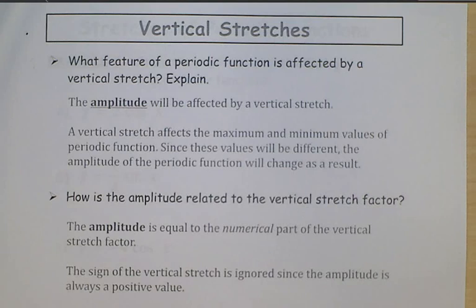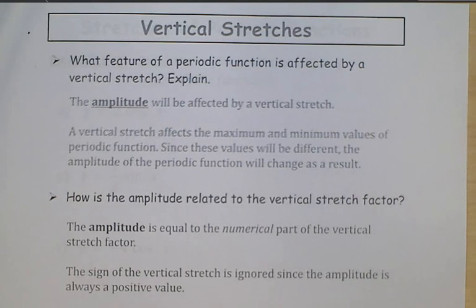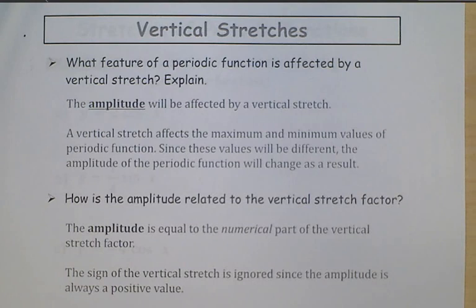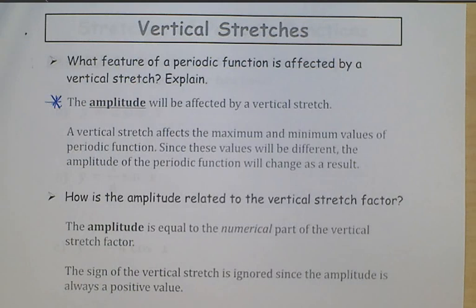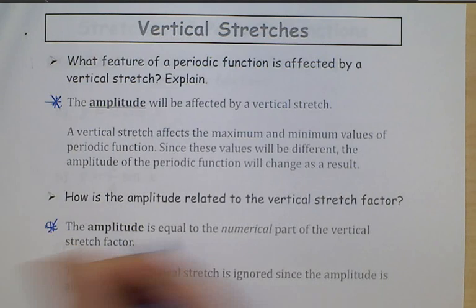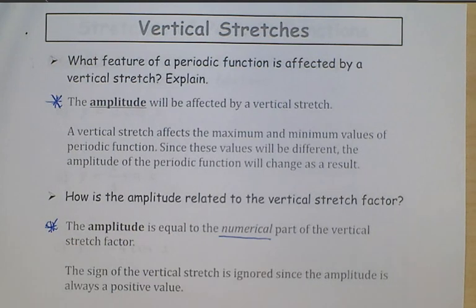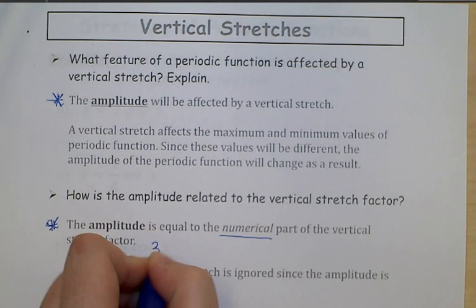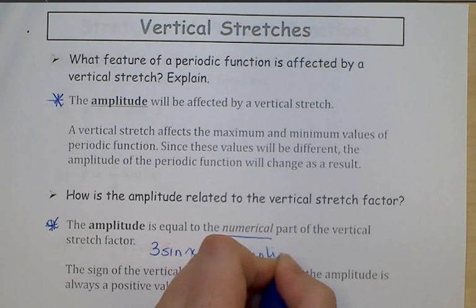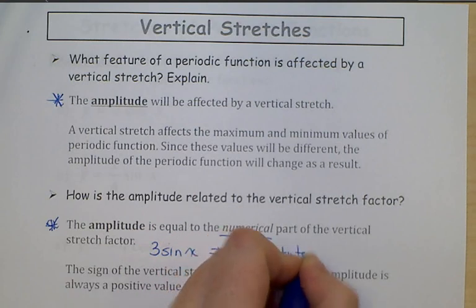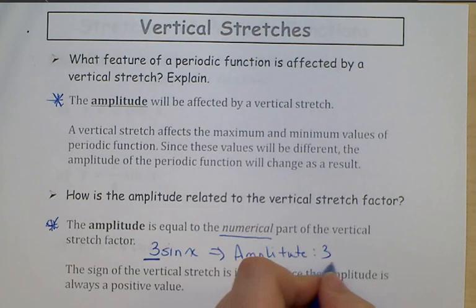Okay, so vertical stretches. We just want to talk a bit about what's affected by the vertical stretches. You'll notice that the amplitude was affected. What the vertical stretch does is it affects the maximum and the minimum values, and because the max and min are different, the amplitude changes. You'll also maybe notice on the last slide that the amplitude is equal to the numerical part of the vertical stretch factor. So we had 3 sine x in the last example, and our amplitude was 3. So this number here, the a value, matches up with the amplitude.